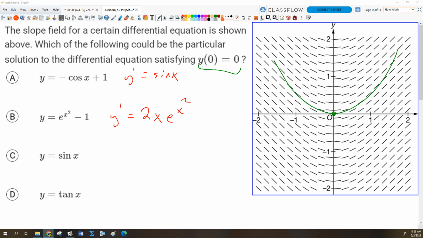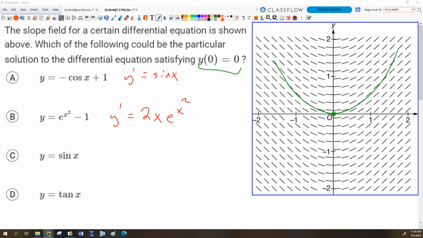Pi halves is about 1.57, so 1 is going to be close to pi thirds. Sine of pi thirds is square root of 3 over 2, so it's a little bit less than 1. That's feasible for that one, isn't it? If I plug in 1 here, I'm going to get 2. That doesn't look like 2, right? If I plug in negative 1, here I'm going to get negative 2.